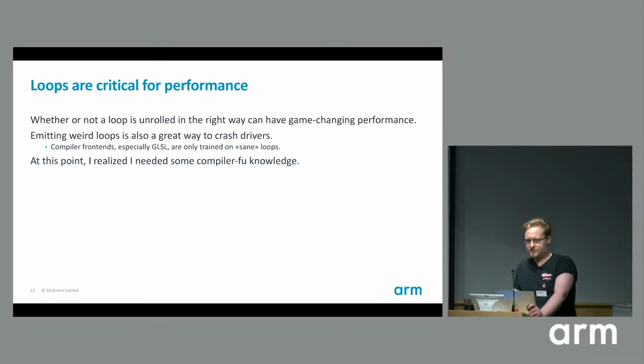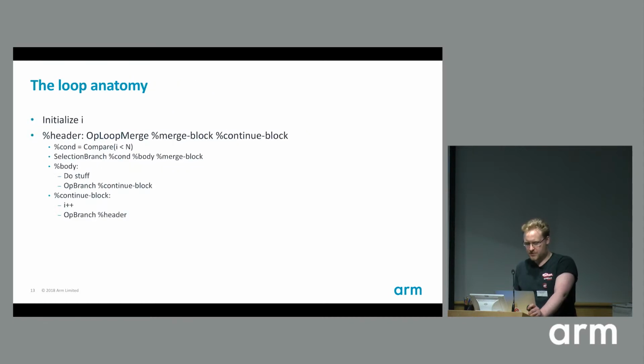Yeah. And emitting weird loops is a great way to crash drivers. An intermediate representation doesn't really have a concept of a for loop, a while loop, a do while, these things. So I actually need to translate IR code into something that looks sensible in GLSL. Because a loop in SPIR looks basically like this.